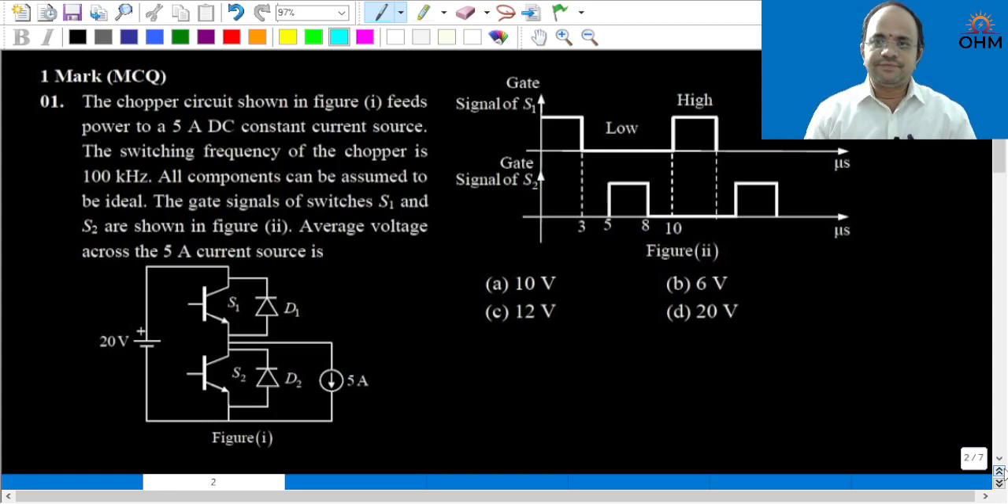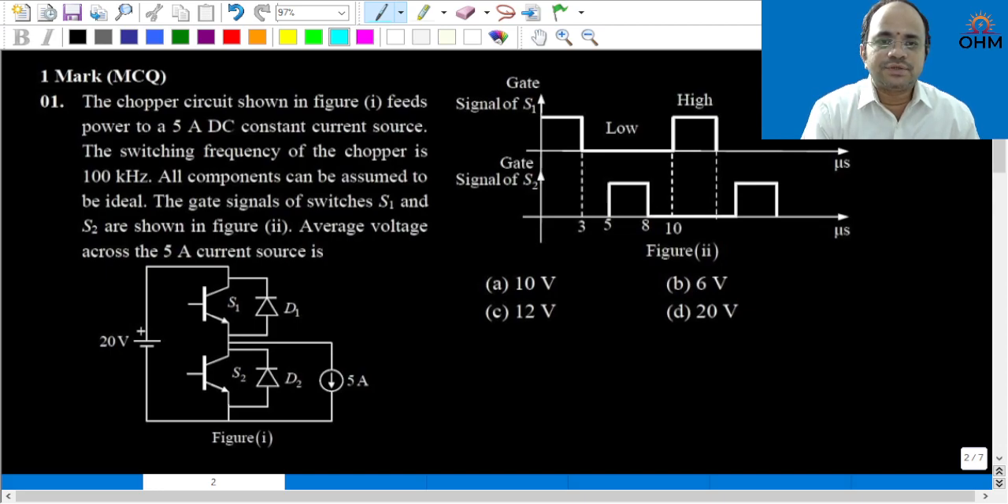The first question from this paper is: the chopper circuit shown in the figure 1 feeds power to a 5 ampere DC current source. So indirectly you can also consider this is a constant current load or current stiff load. The switching frequency of the chopper is 100 kilohertz. That means one cycle time is 10 microseconds. That is also given in the waveform. All components can be assumed to be ideal.